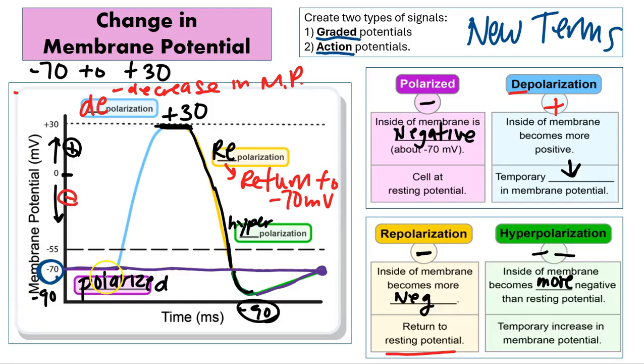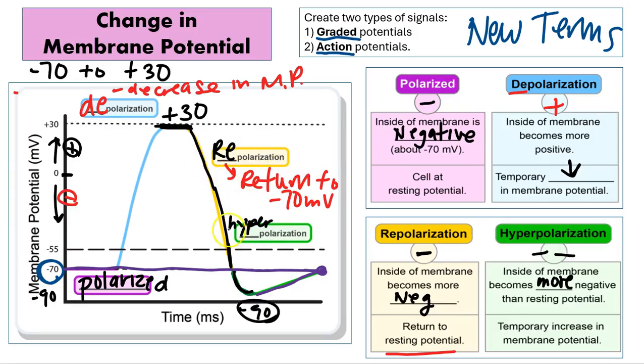Our terminology: polarized means your neurons at rest, -70 millivolts. Depolarized means that your membrane is becoming more positive, so it's going towards positive on your actual y-axis, and that means you are decreasing the membrane potential. Repolarized means that you're trying to return to rest, meaning you're trying to return to -70 millivolts. That's what repolarization is, and again, your membrane potential gets more negative.